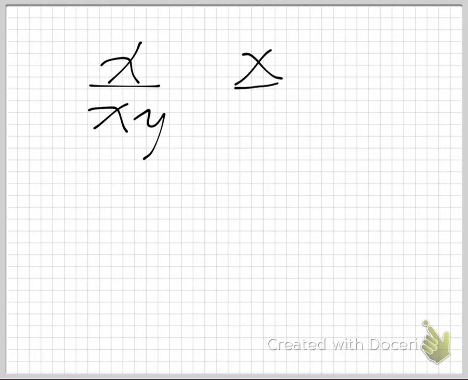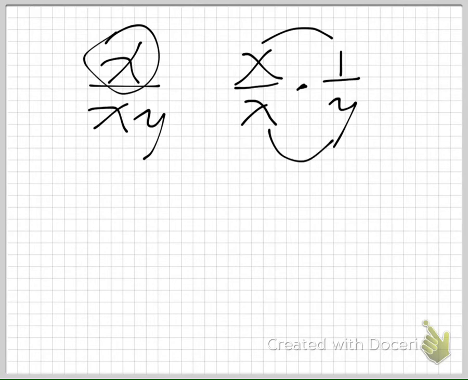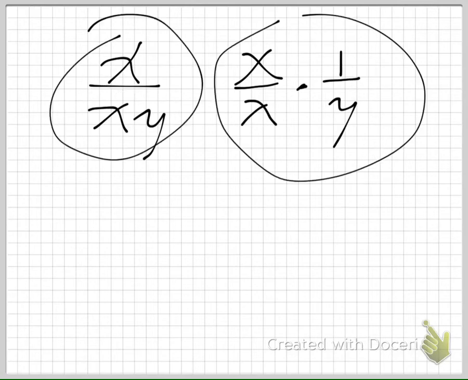Okay, so then let me go back to this. x over xy. What's the difference between this and x over x times 1 over y? Not y. y's on the bottom. 1 over y. First of all, what is x times 1? 1x, which is just x. And then what is x times y? xy. So you see that there's no difference between this and this. Agreed?